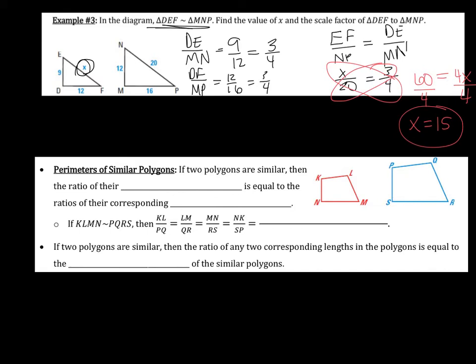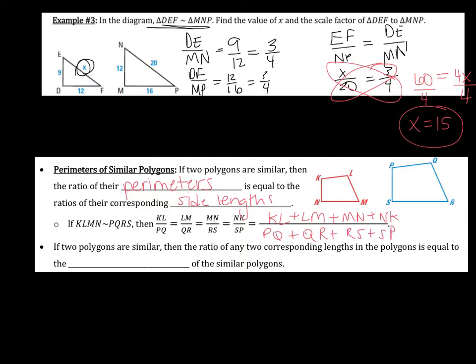All right, let's go ahead and look at perimeters. If two polygons are similar, then the ratio of their perimeters is equal to the ratio of their corresponding side lengths. So basically, if I add up all the sides of one of my triangles, and I divide by the sum of all the sides of my other triangle, it should give me that scale factor that I get from dividing any of my corresponding sides.